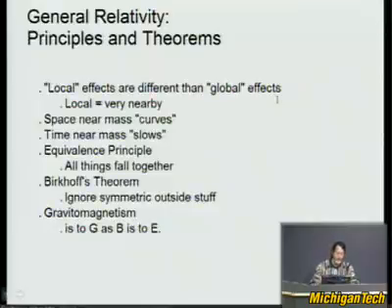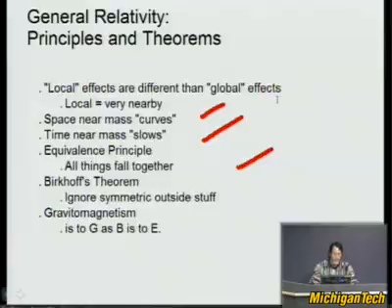The idea is that space near mass curves, and time near mass slows, as seen from far away. That's the way I like to picture general relativity, even though it doesn't get into the space curvature effect. I like to think of it as time running slow near mass, and that can conceptually, in my mind, account for things in a way that I can picture a lot better. The equivalence principle we'll get into this lecture. All things fall together is a simple statement of that. Birkhoff's theorem is important because it allows you not to have to include the whole universe in your calculations. You can ignore symmetric stuff that's outside your sphere.